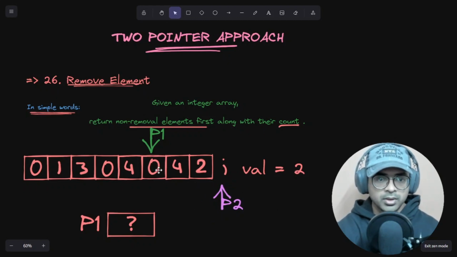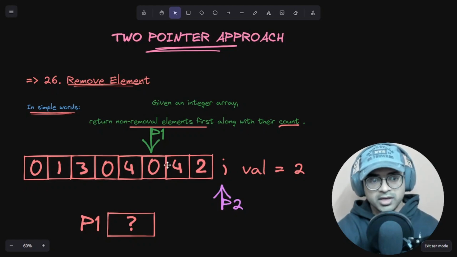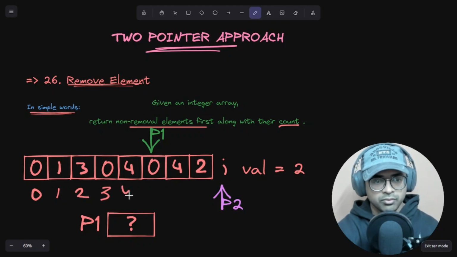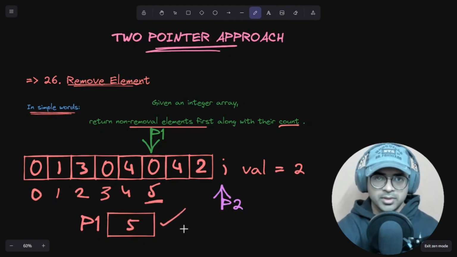So now what we are going to do, we are going to see at which index p1 is at currently. Okay, so if you start counting, it's 0, 1, 2, 3, 4 and 5. So p1 is referring towards 5. So we are simply going to write down 5 here, and this is going to be our answer. Simple as that.